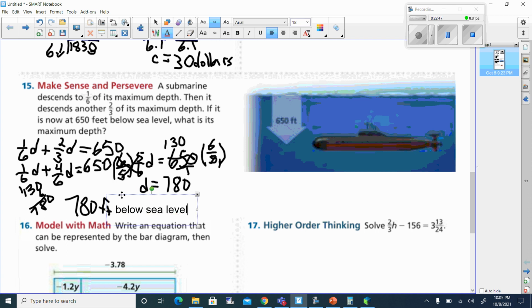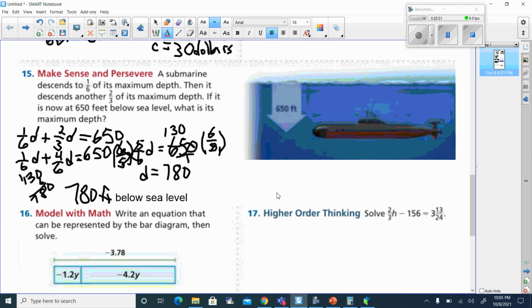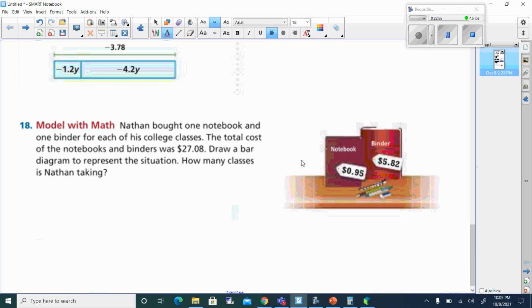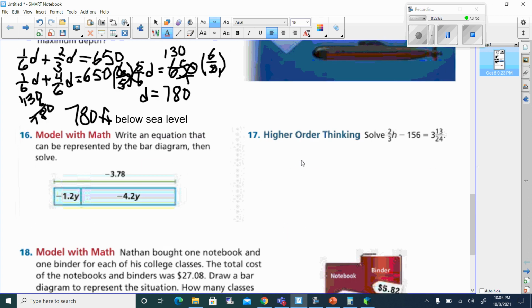All right, let's go ahead and go to number 17, high order thinking question. And I think this is my last one, thank goodness. All right, high order thinking question. Solve 2/3 h minus 156 equals 3 and 13 over 24. Wow, okay. This is going to be a doozy.